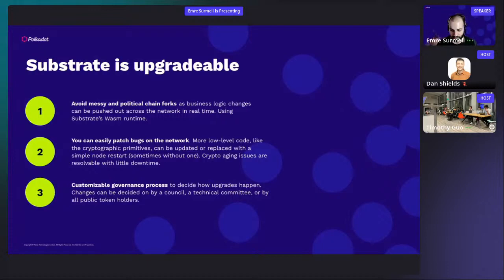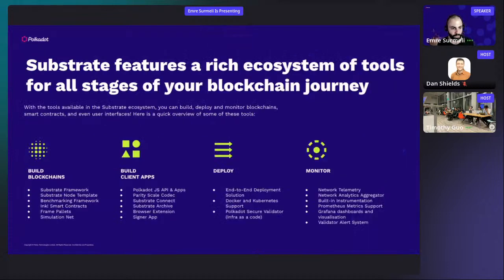So if this is an upgrade to include, let's say, non-fungible assets into one of the chains on Polkadot, it doesn't require a fork anymore to be able to do that. Right, so building blockchains, building client apps, the ability to deploy, monitor, all of these things are included in this rich ecosystem.